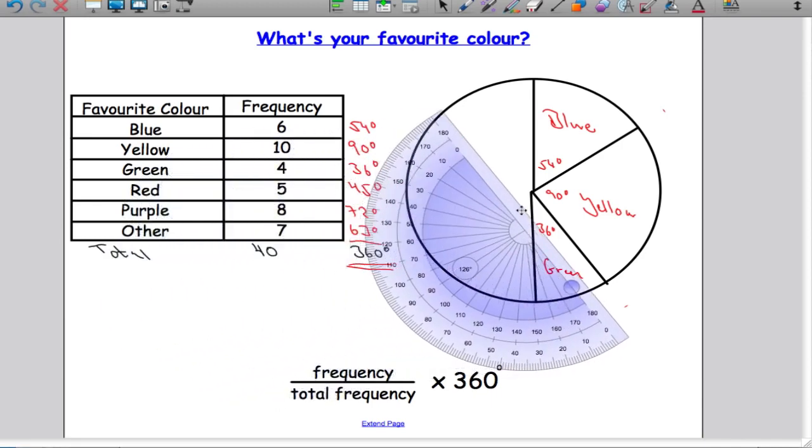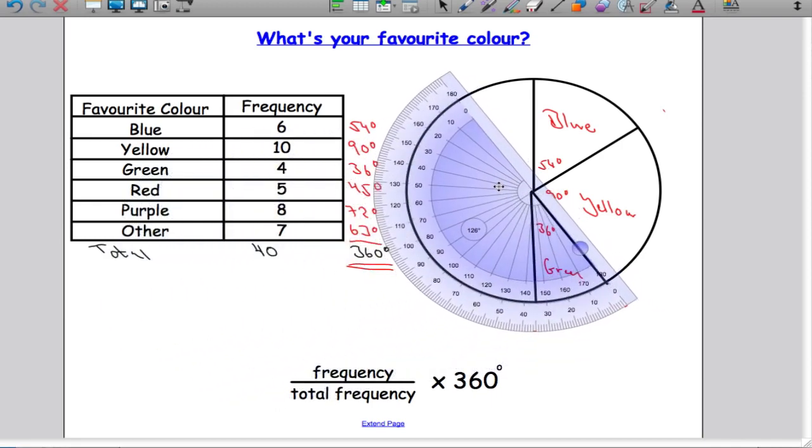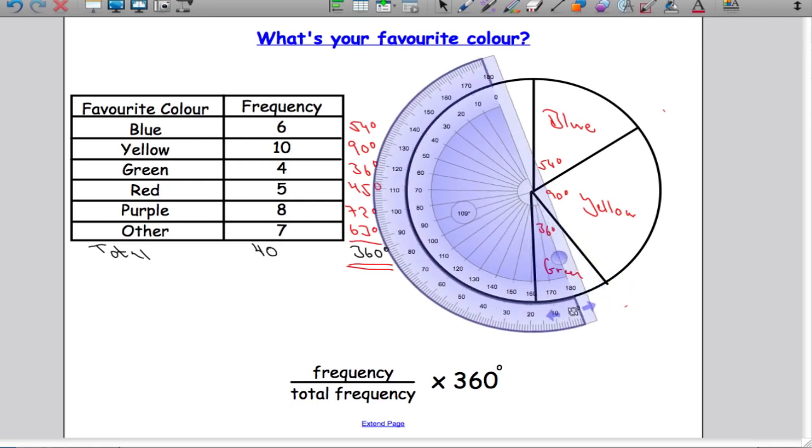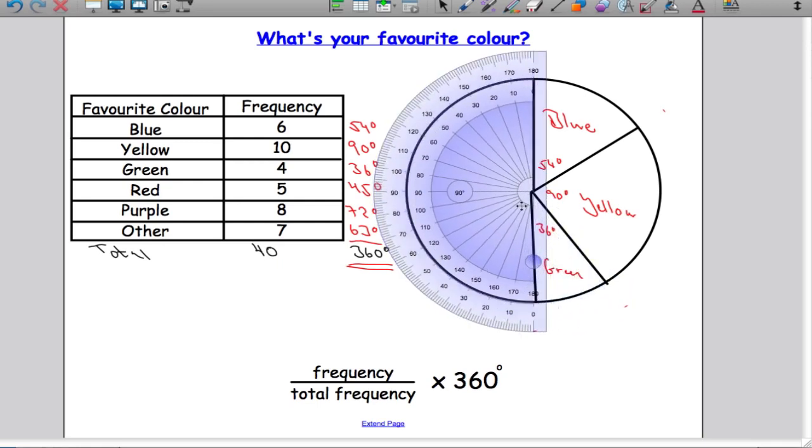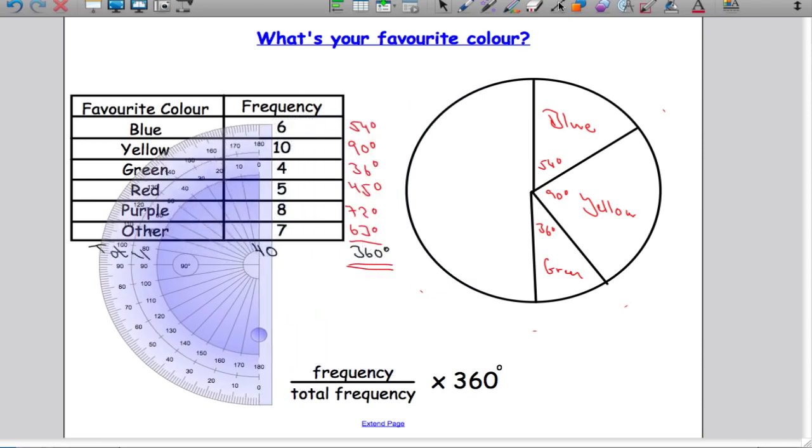Moving swiftly on, we need an angle of 45 degrees. So again, turn your protractor around so that you're measuring from 0. I've been using the outside, so I'm going to continue using that. 45 degrees is here. Little mark with the protractor. Get your ruler, and you need a segment that size, or a sector should I say. So that's red. Red is 45 degrees.